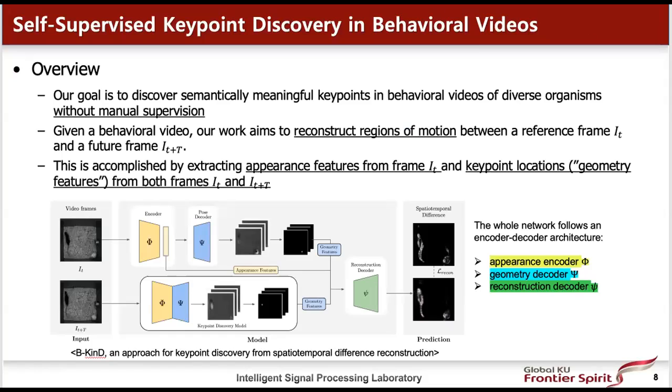Okay, so this is the overall pipeline for performing the learning, or keypoint discovery. The structure is that there is an input, and there is a feature generating pipeline for two tracks, one for appearance and one for keypoint. Then the outputs are merged toward the reconstruction decoder, right?